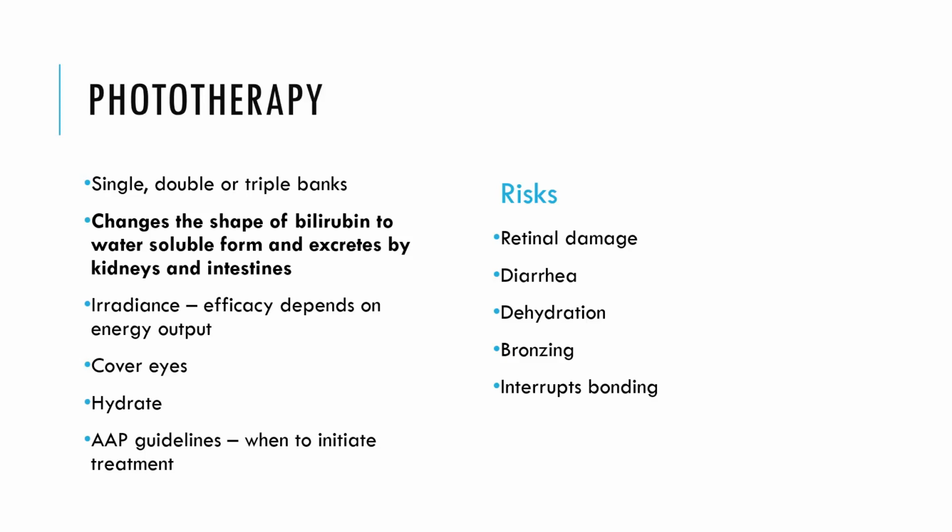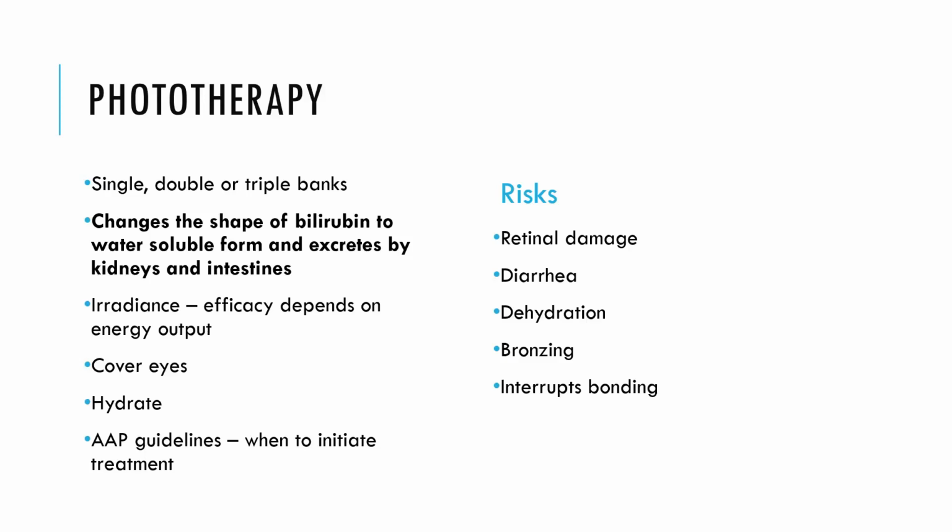Bilirubin absorbs light most strongly in the blue region of the spectrum, the blue-green region. So that's why our neo-blue lights are the most effective and treat the best. The penetration of tissue by light increases markedly with increasing wavelength. So the irradiance is the efficacy, and it depends on the energy output. It's what we measure. So the distance of the light from the baby, when we measure our irradiance level, we're measuring that wavelength.